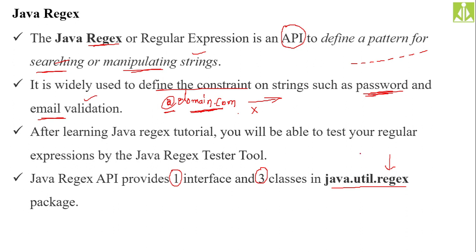Util is the main package under Java, or we can say under the Java package, util is a sub package, and in that sub package we have regex as a sub package. So under this regex package, we have one interface and three classes which are helpful in performing regular expressions, in performing pattern matching, we can say.